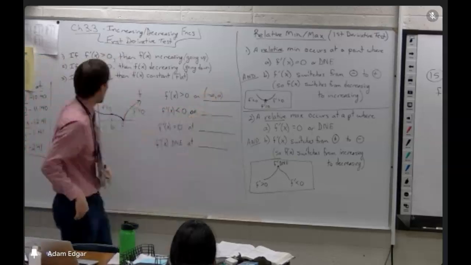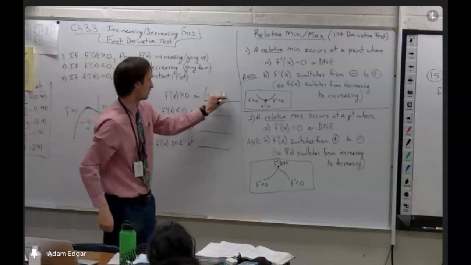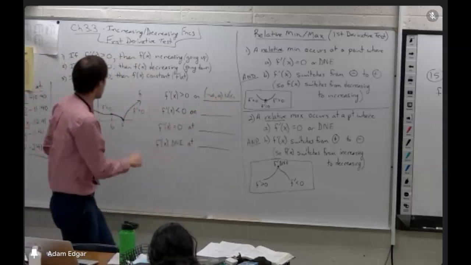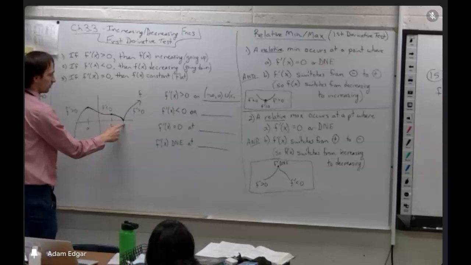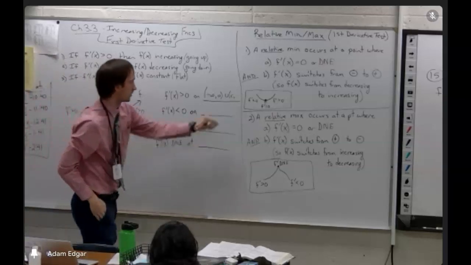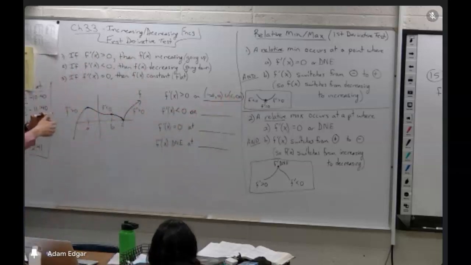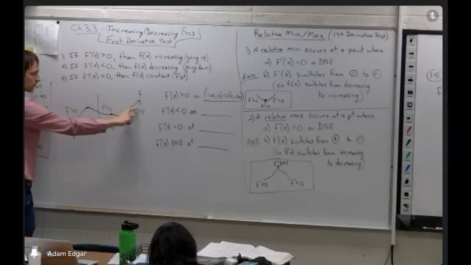And then when does f start to increase again? That's C. And then you continue to increase until where? Yeah, forever. So out to positive infinity. So that would be interval notation for where we're increasing. So f prime is positive, and therefore f is increasing on these intervals.